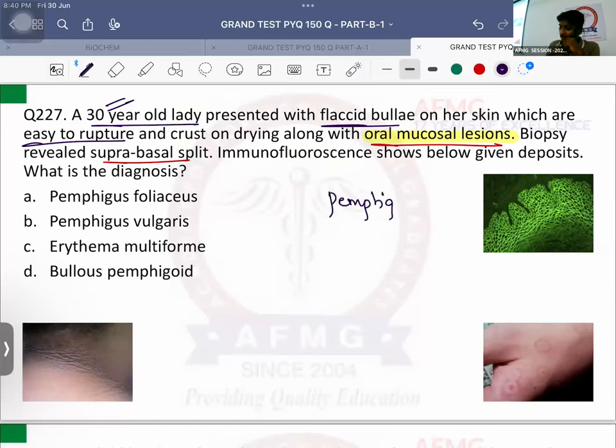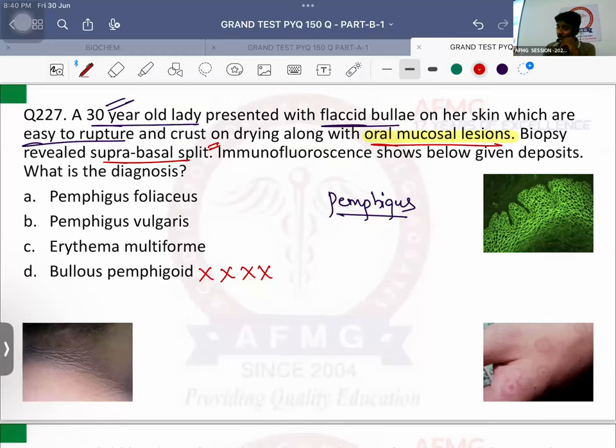Yes, samajh mein aaya? Have you ruled out bullous pemphigoid? Why? Because the patient is not elderly. Second, it is not a tense bulla. Third, it is easily ruptured, which is not seen in bullous pemphigoid. Please remember. And oral mucosal lesions are not seen in cases of bullous pemphigoid. Please remember that. Okay? Usually, bullous pemphigoid is subepidermal. But they are talking about an intraepidermal lesion over here. So it can be a case of pemphigus.